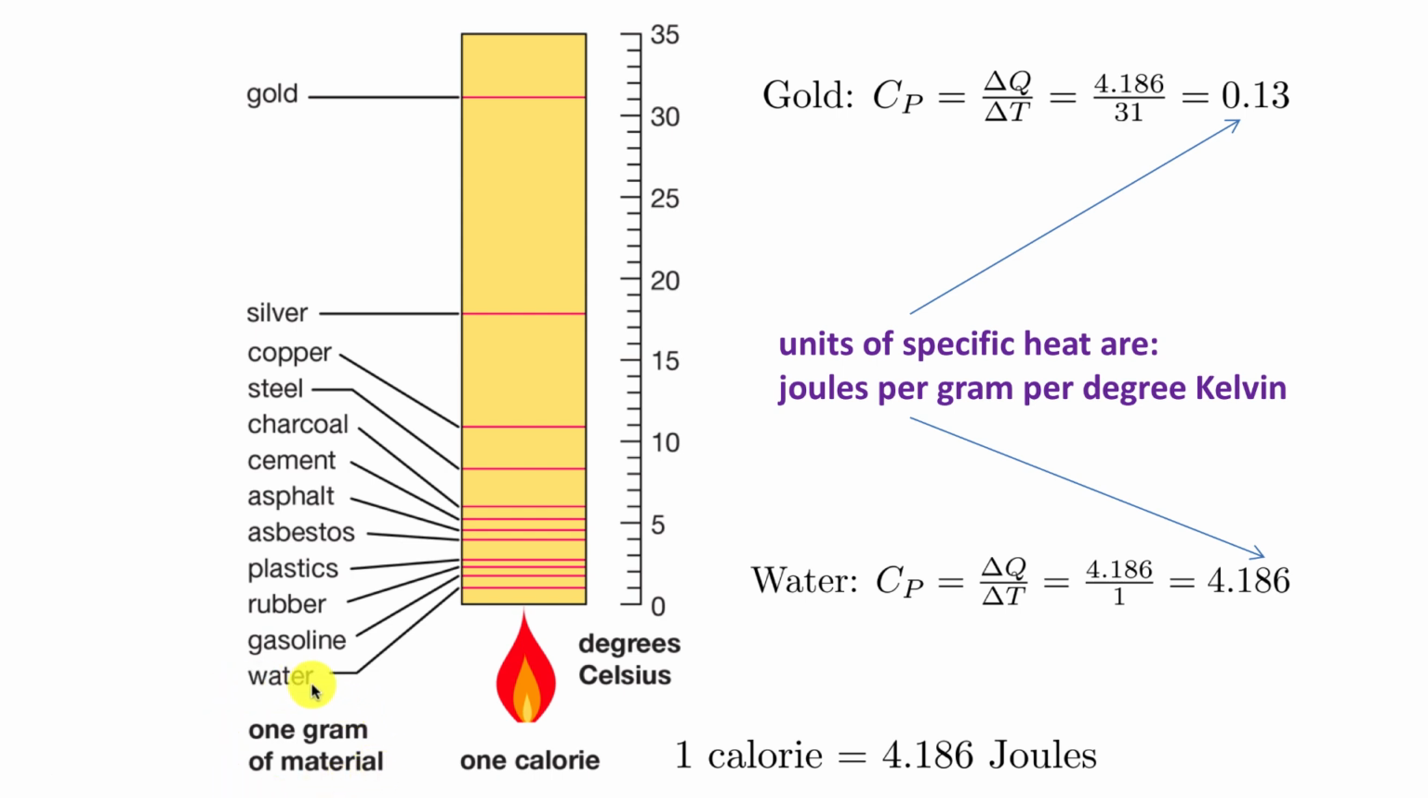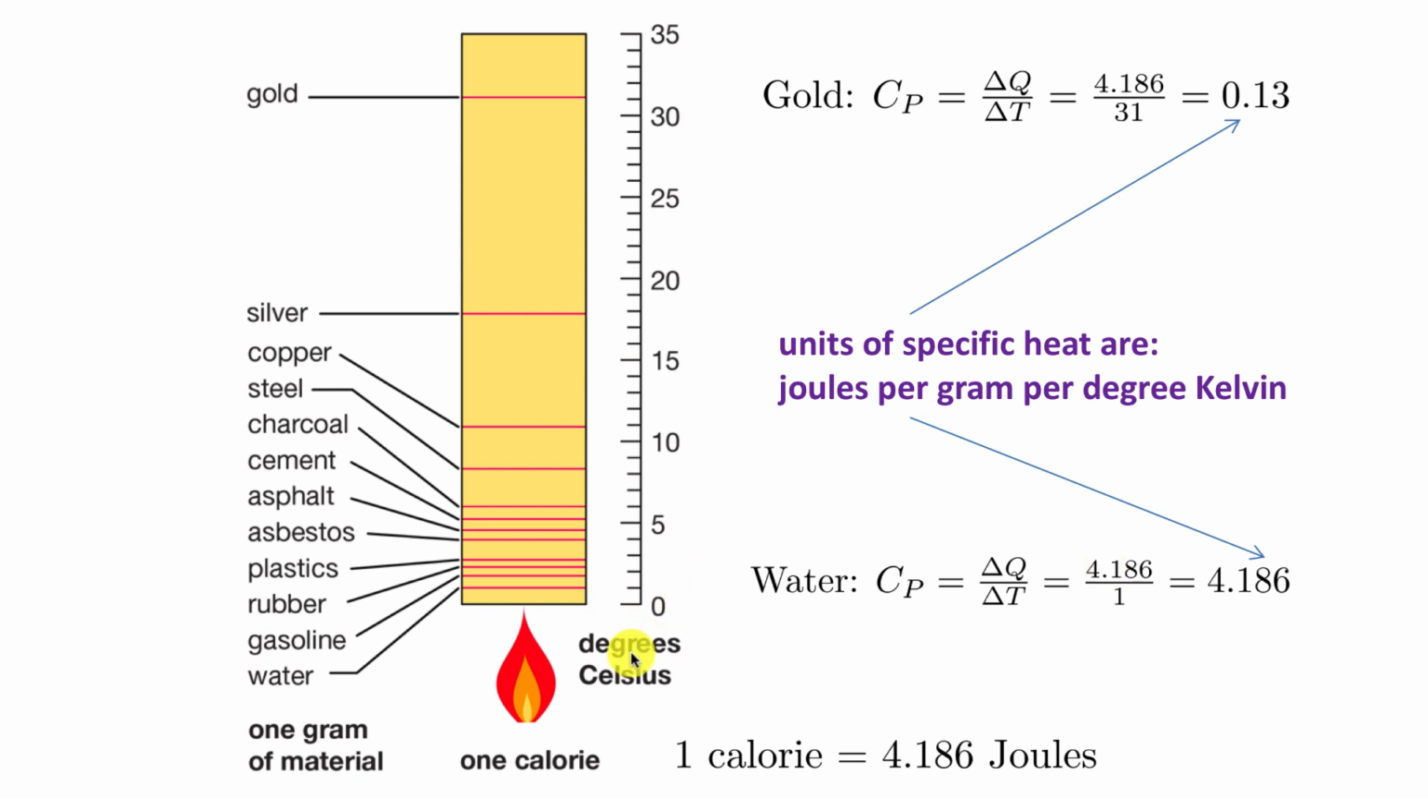So 1 gram of water, when you add 1 calorie to it, its temperature rises by 1 degree Celsius. In fact, this is why the calorie was defined in this particular way. So for water, the specific heat at constant pressure is 1 calorie divided by 1 degree Kelvin. Convert that into joules, and this becomes 4.186 joules per degree K per gram of each material.